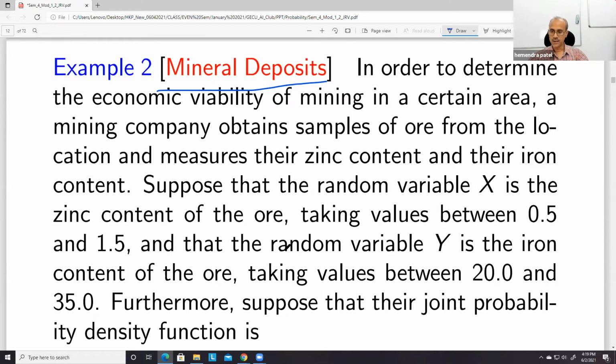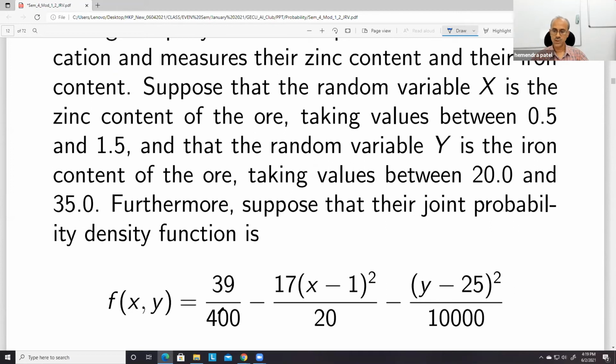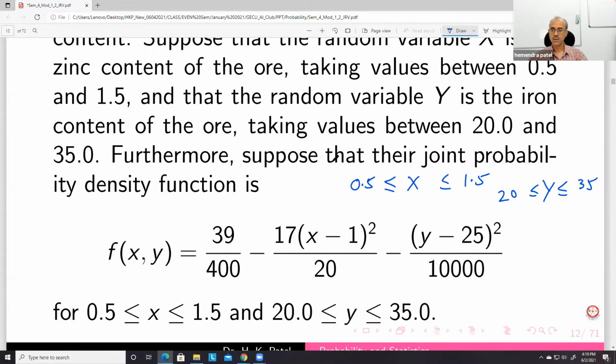And that the random variable Y is the iron content of the ore, taking values between 20 and 35. So we should remember that x takes values 0.5 to 1.5 and y takes values 20 to 35. And this is the density function. We know that their joint probability density function is given by this 39 by 400 minus 17x minus whole square by 20 and then y minus 25, 10,000.